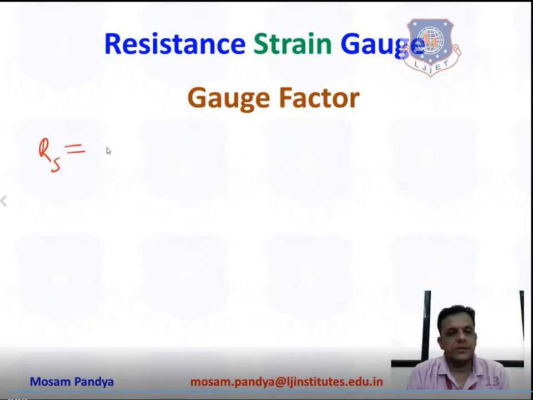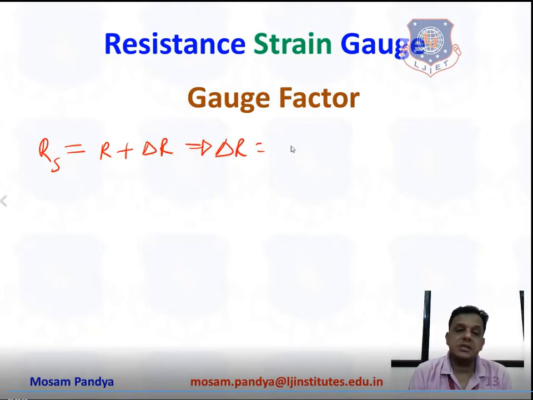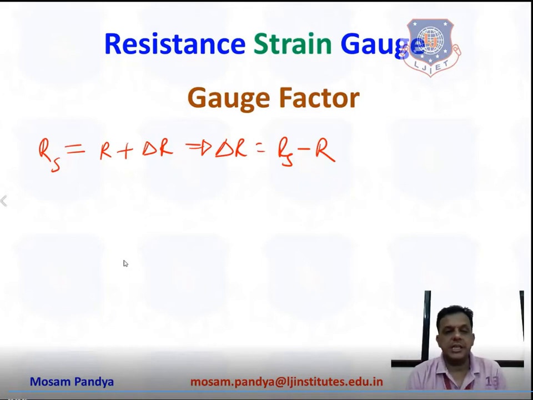We will write down the new equation of RS. And actually, what is RS? RS is the new resistance, that is, after change. So R plus delta R. Now we will be talking about the change in the resistance. Delta R is equal to RS minus R.